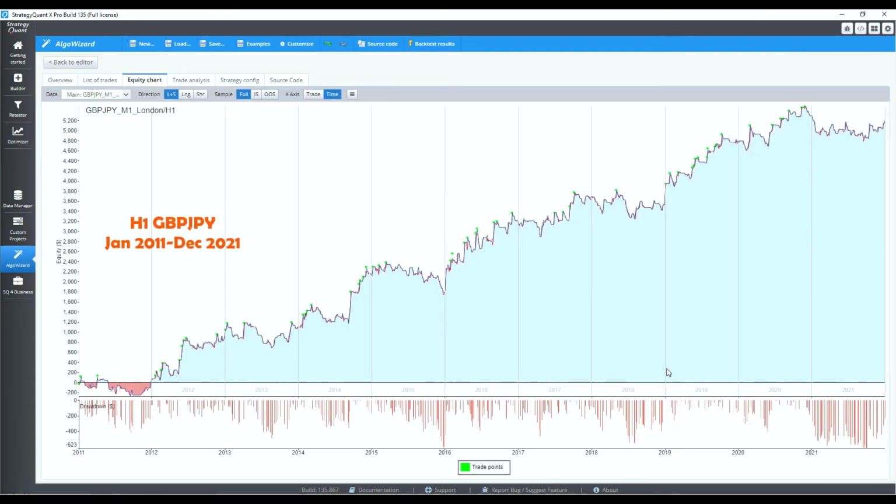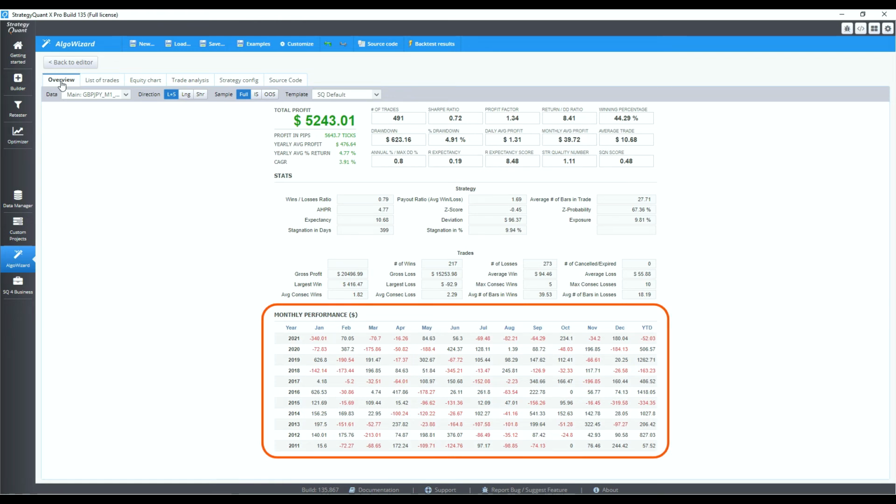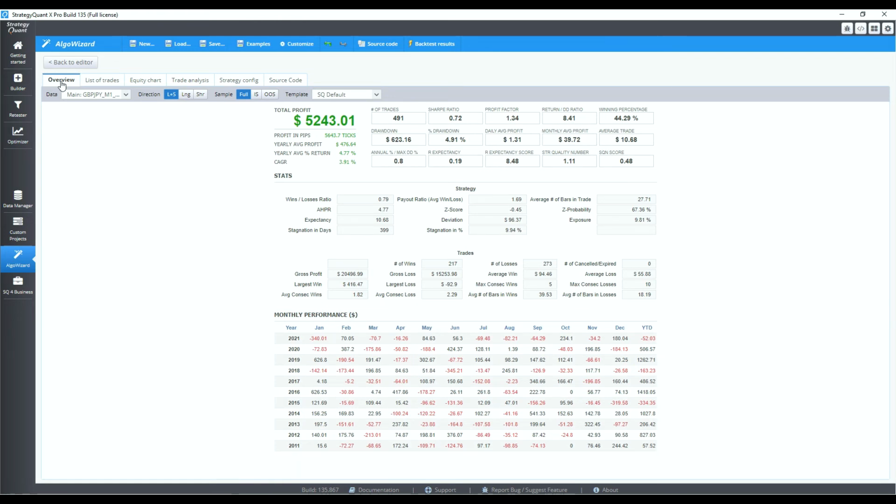The equity curve looks good to me. We don't have any steep drawdowns, which gives us a decent return over drawdown ratio. Out of the 11 years in the backtest, 8 were profitable. Like most trend following strategies, we have a relatively low win rate, but with the 1.7 payout ratio, we still get an overall expectancy of about 11 pips per trade.